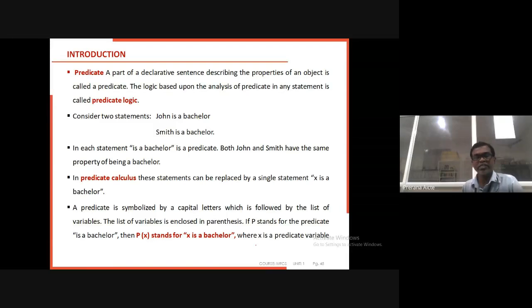So what is the difference between the two? In propositional logic we have only variables like P, Q. P can mean that John is a bachelor, Smith is a bachelor. Whereas in predicate calculus, with the proposition there will be a variable, P of X or Q of X. So a variable is included here, a propositional variable. Let us see this example.